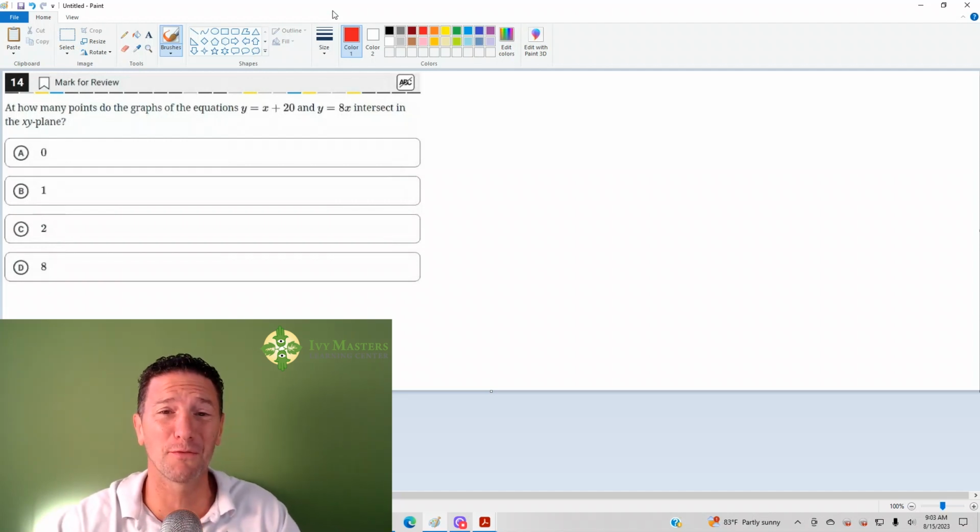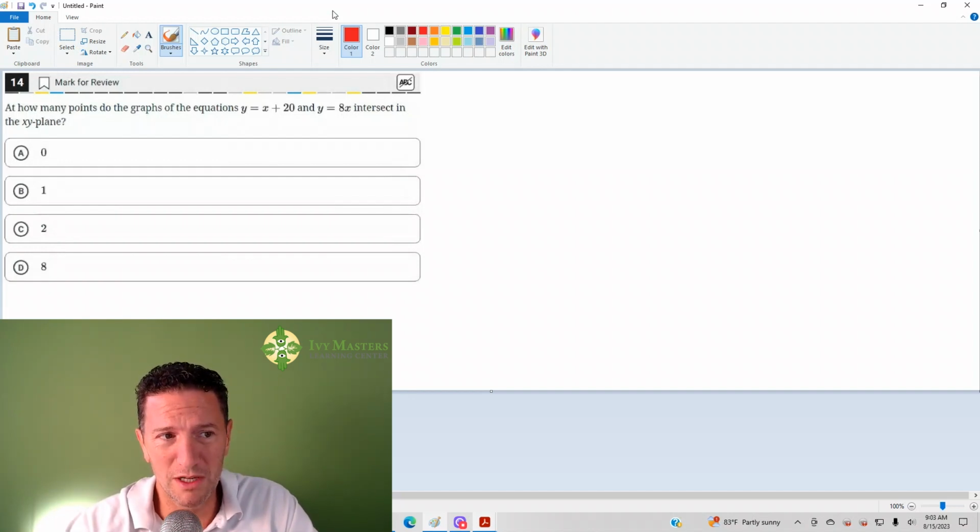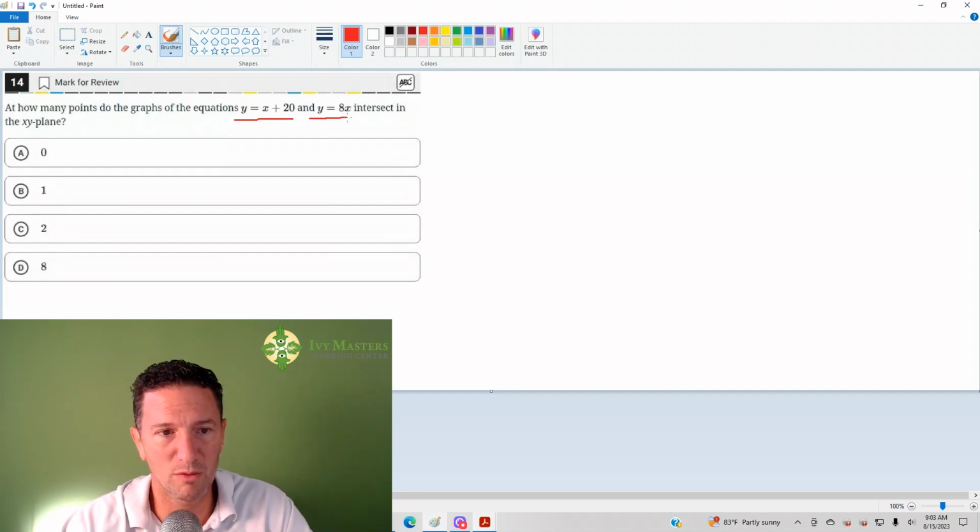And today we're going to look at the 14th question from the digital SAT, Test 1, Module 1 from the Bluebook app. Question 14 reads: at how many points do the graphs of the equations y equals x plus 20 and y equals 8x intersect in the xy plane? So, there are a number of different ways to do it.